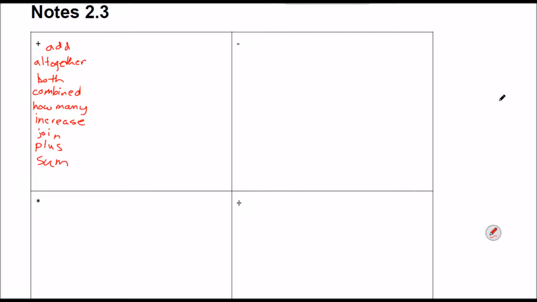Alright, so some words that we need to know for addition would be add, altogether, both, combined, how many, increase, join, plus, sum, together, and total.